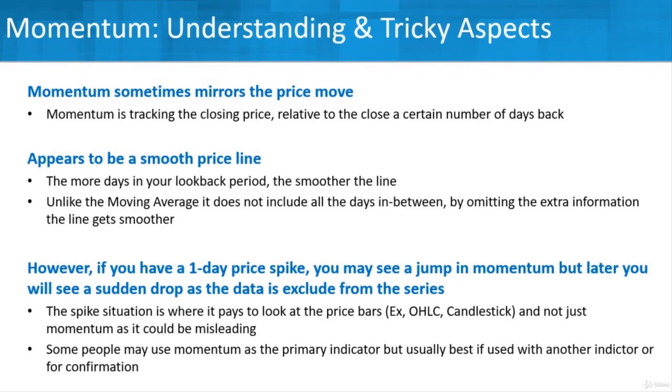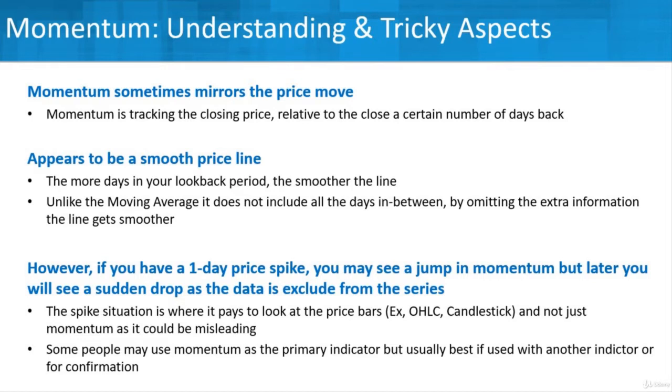But unlike the moving average, it does not include all the days in between. By omitting that extra information, the line gets smoother. What I mean is, if we're looking at 10 days back, we're looking at the price on that day 10 days back. If that was an outlier, that would impact your momentum. But it's not looking at the prices in between like a moving average would.